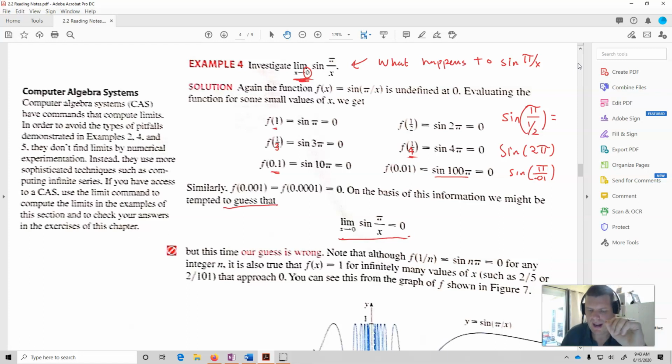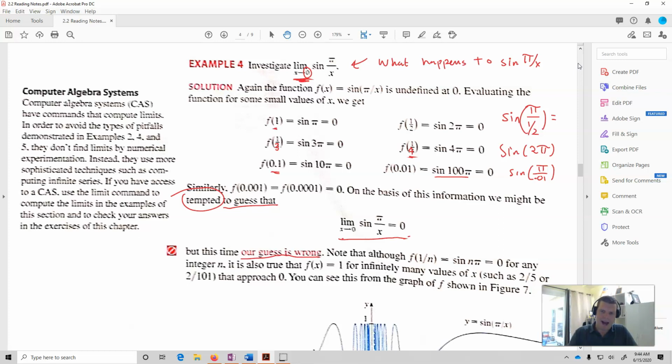All right? Now, if somebody says we might be tempted to guess, it probably means it's not 0. All right? But he's going to tell you this. But this time our guess is wrong. Okay, so now I'm saying to myself, well, why is the guess wrong? What am I not seeing here?